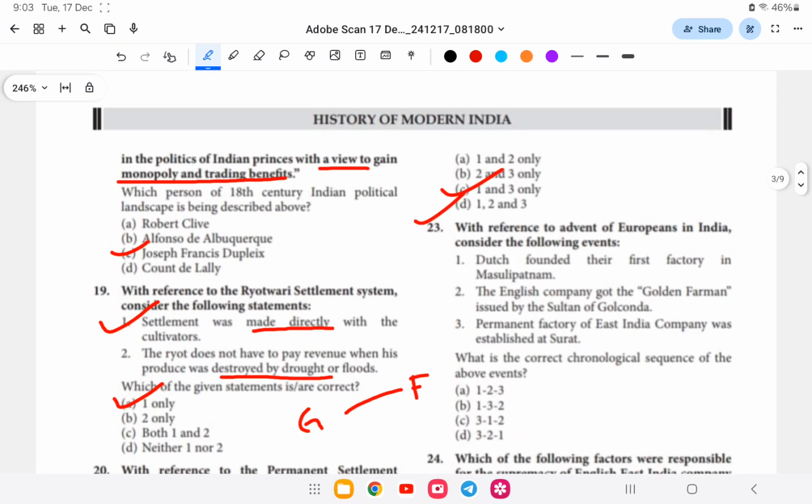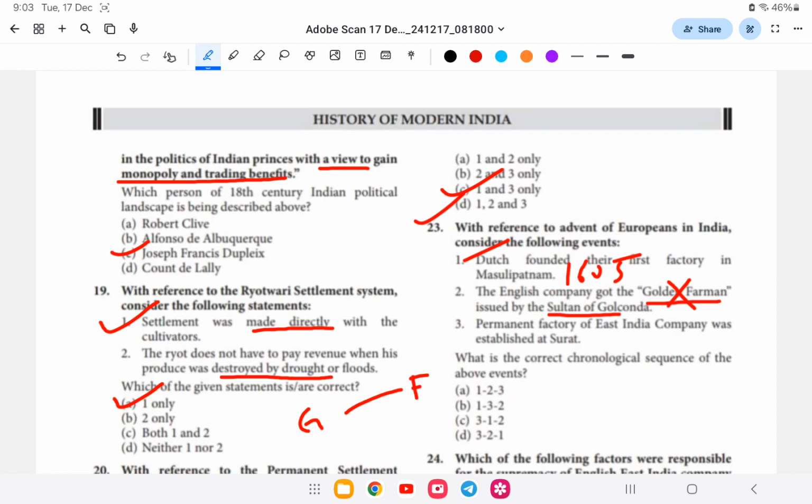Question number 23. With reference to the advent of the Europeans in India, consider the following statements. The Dutch founded their first factory at Masulipatnam. Masulipatnam is where the Dutch company established its first factory. So that is correct, in 1605. The English company got the Golden Farman from the Sultan of Golconda. Golden Farman from the Mughal Empire? That is wrong. The permanent factory of the East India Company was established at Surat.